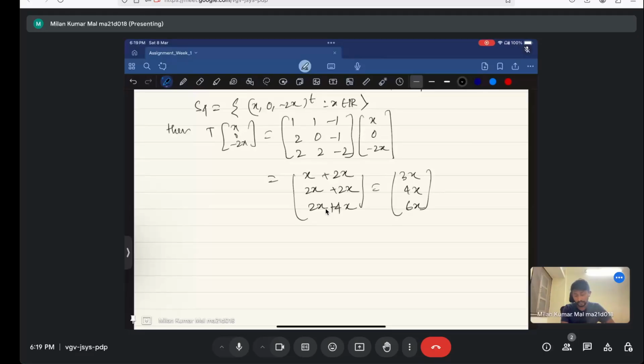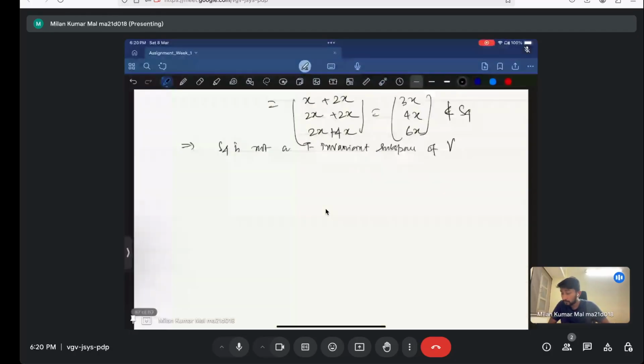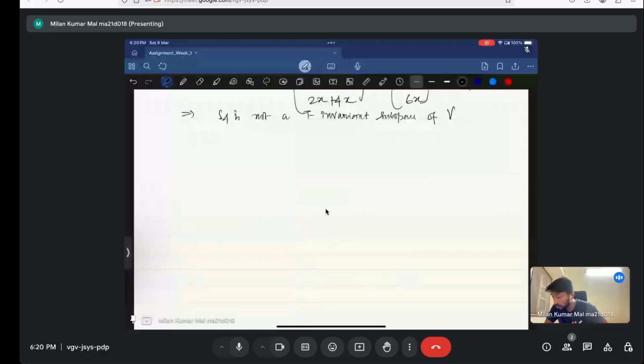x plus 2x, I think I'm correct. So this is also not the case. So therefore, this does not belong to S4. Therefore, S4 is not a T invariant subspace of V. Therefore, the last option is also not correct. Okay. Now we'll do another problem that is also a similar problem, but I will not do that.